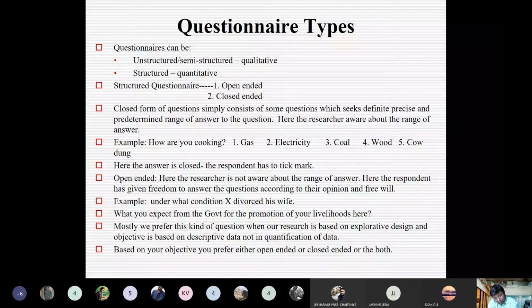But if I'm doing completely ethnographic research, I may take semi-structured or unstructured interviews, schedules or questionnaires. Here, your objective, the basic problem of your research, guides you on what kind of questionnaire you will prefer. So, anybody any doubt on these slides?